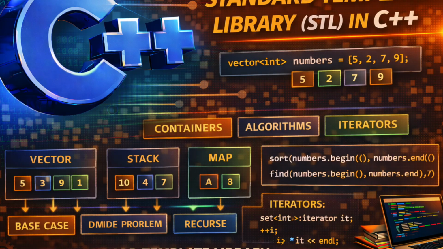It's an O of 1 operation. Plus, CPUs love it because of cache locality. But its greatest strength is also its biggest weakness.